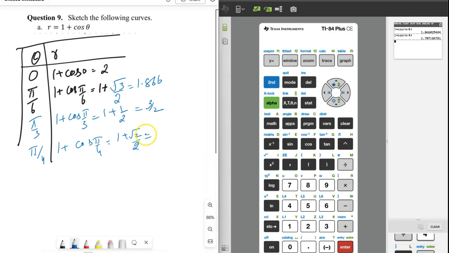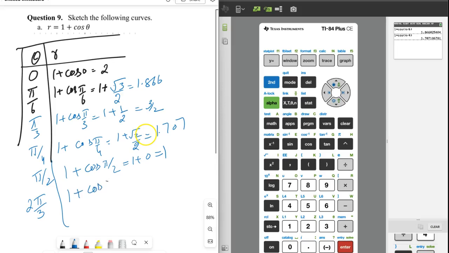That's 1.707. Pi by 2, 1 plus cosine pi by 2. Cosine pi by 2 is 0. So that's just 1. 2 pi by 3. Let's try 1 plus cosine 2 pi by 3. Cosine 2 pi by 3 is negative half, so that will be half. Let's try 5 pi by 6. 1 plus cosine 5 pi by 6 would be 1 minus root 3 by 2.